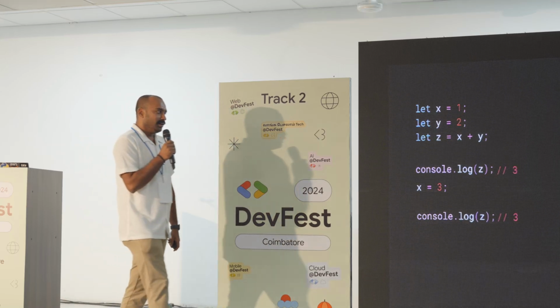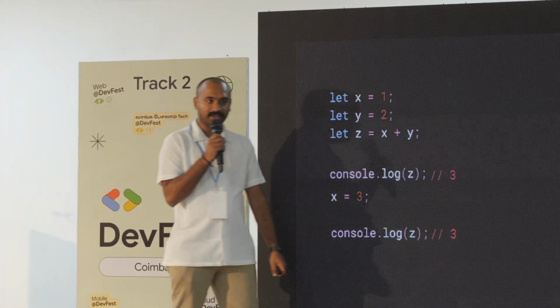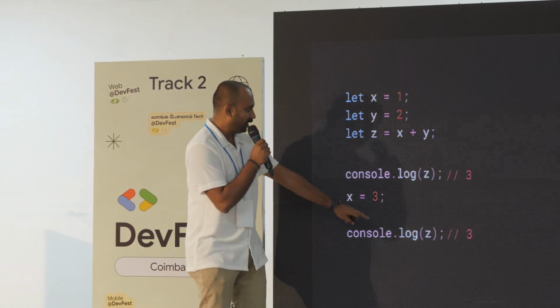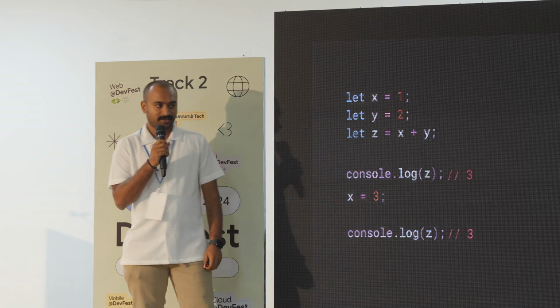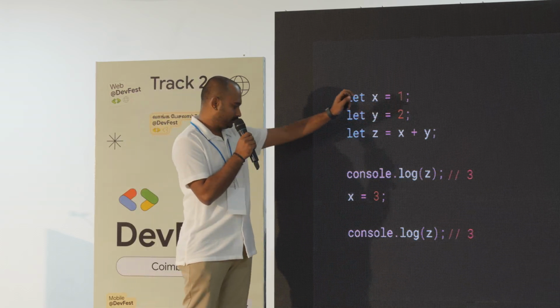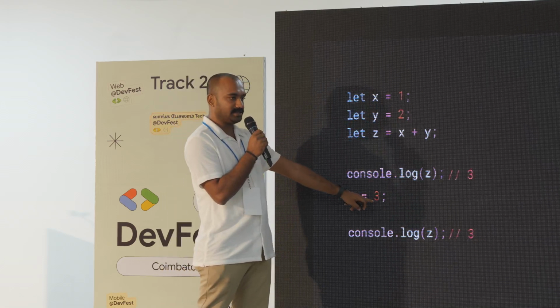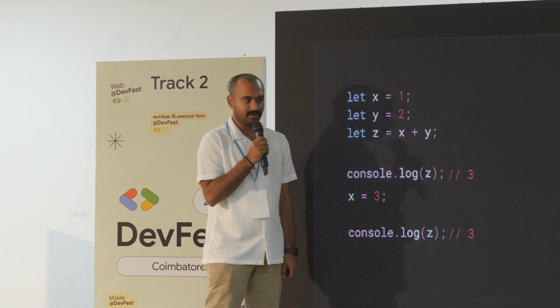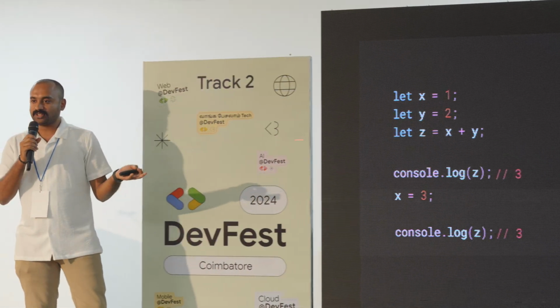But do you think this is the right thing? Because we have updated a value here. If we expect z, it should be 4, right? Because x is 1, y is 2, which we have updated here to 3, so the output should be 5. So, these kinds of problems are solved by signals.